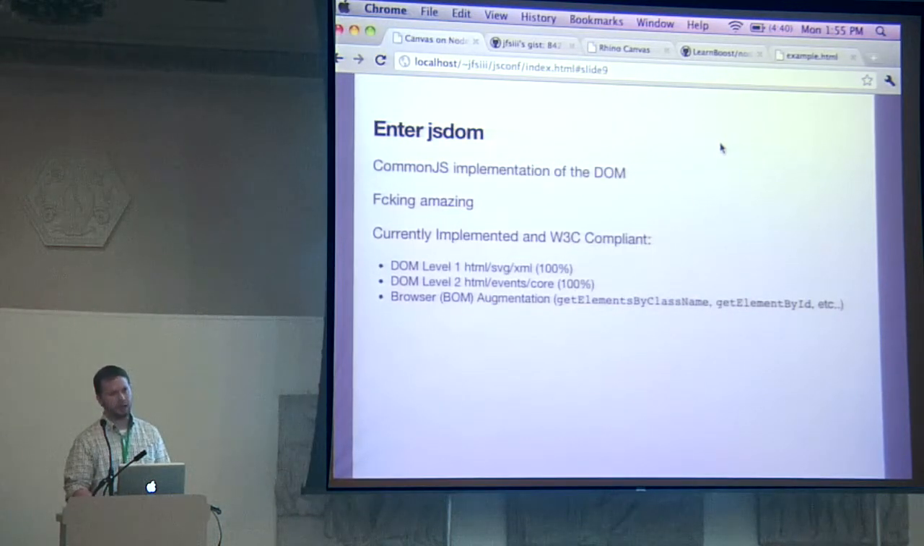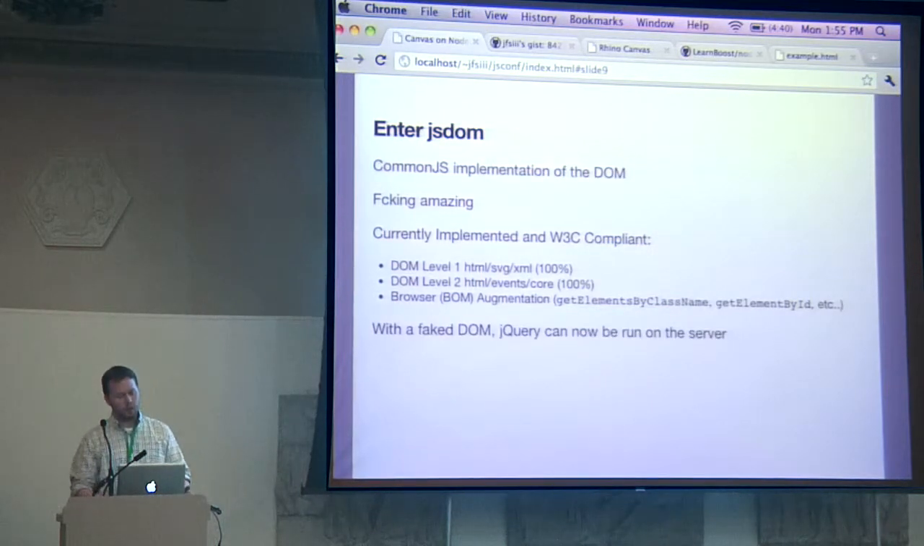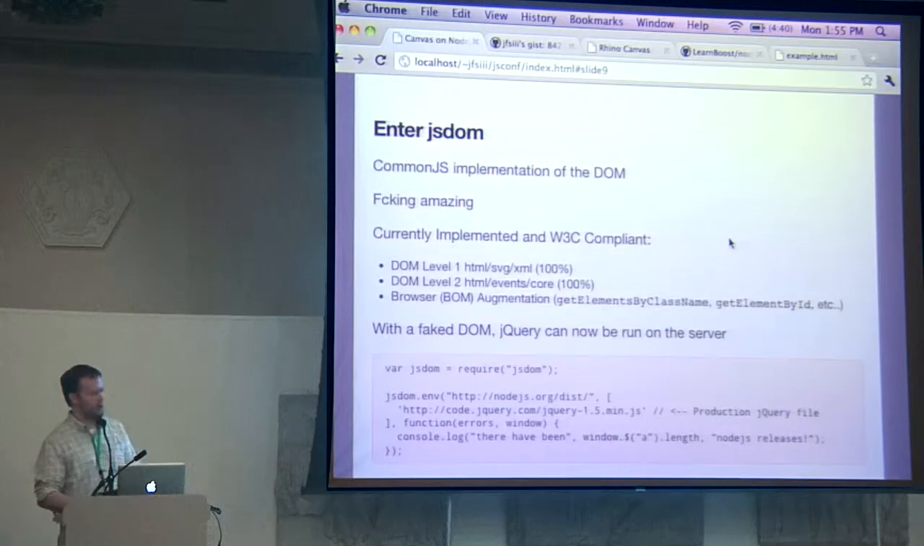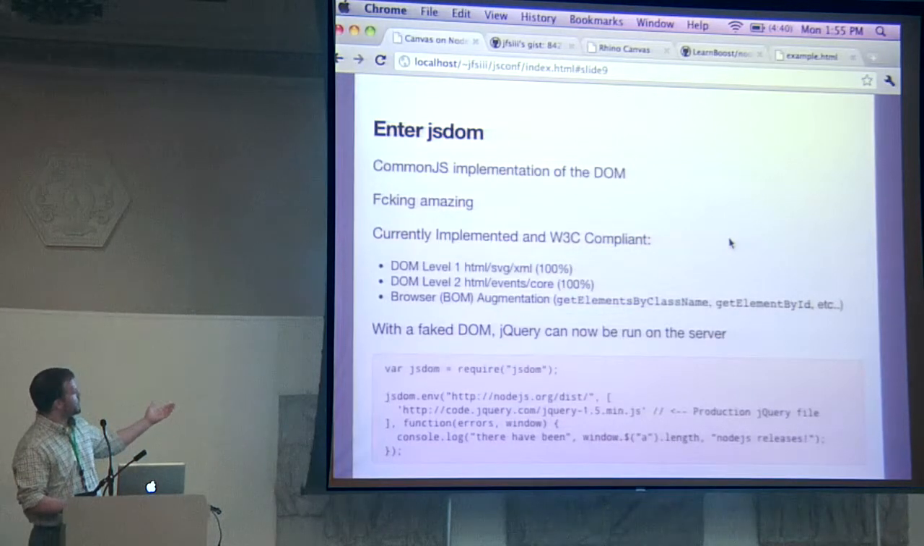And you get getElementsByClassName, getElementById, a lot of the BOM stuff you need. So I now had a fake DOM, and that means I can now run jQuery. Here's an example actually from the JSDom site. The new version implements this thing called env, where in this case, they're going to scrape a page. So you would say env, destination URL.